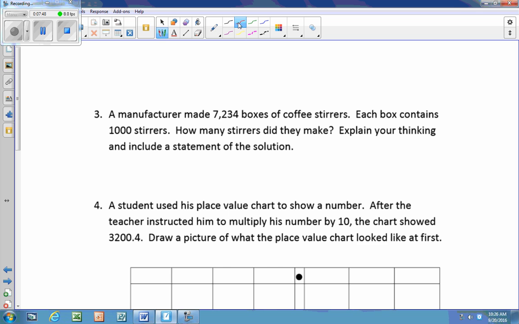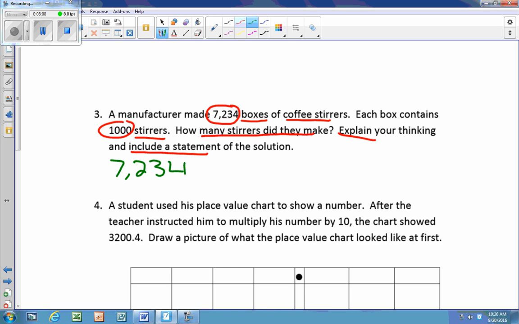So we had discussed going through word problems. A manufacturer made 7,234 boxes. We're going to circle and underline coffee stirs. Each box contains 1,000 stirs. How many stirs did they make? Explain your thinking and include a statement. So we can then take our 7,234 boxes of stirs, and each one has 1,000.